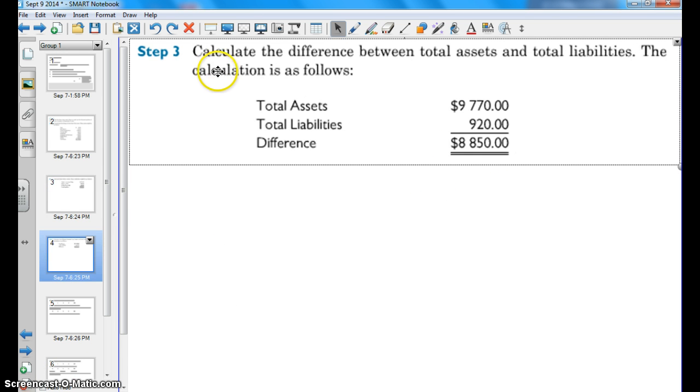And then finally, step 3, you calculate the difference between the total assets and the total liabilities. Again, the amount that you get is referred to as owner's equity. So the total assets of $97.70 minus the total liabilities of $920. The difference, or the owner's equity, ends up being $88.50.